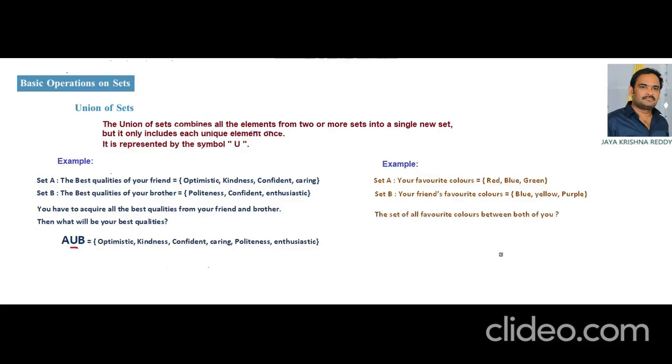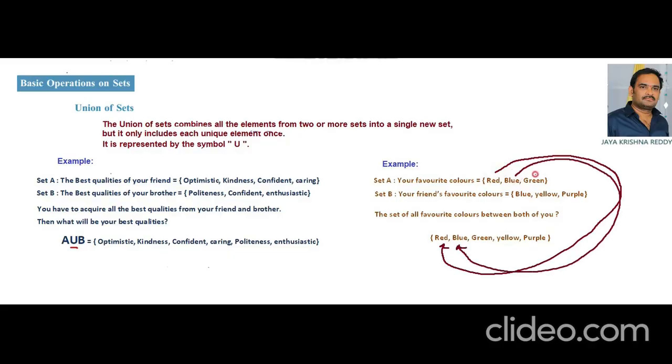Now what is the set of all favorite colors between both of you? Set A is having your favorite colors and set B having your friend's favorite colors. Now we have to write a new set with all favorite colors of both of you. So it is nothing but the new set having these colors: red, blue, green, yellow and purple. Means we have taken the favorite colors from you, that is from set A: red, blue and green. And next, favorite colors from your friend means set B. Blue already we have written in the set, so no need to write again. And yellow and then purple.